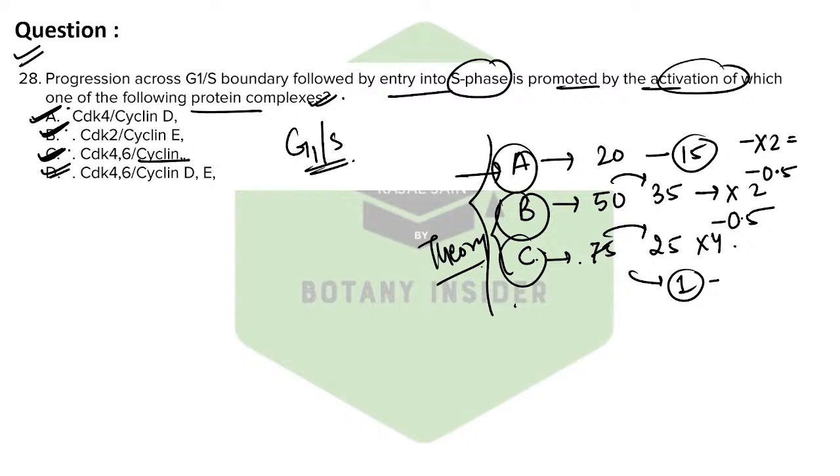Very good, very good. Everyone mark the answer for the question. CDK stands for what? CDK stands for cyclin dependent kinases. B is the correct answer. CDK2 and cyclin E. It is asking about.